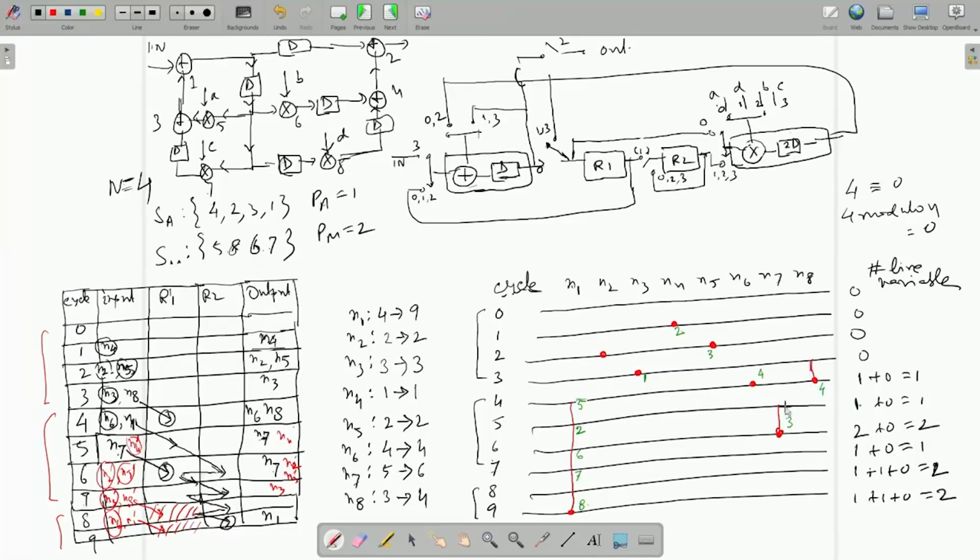Otherwise, you look at N7, N8. I will complete this journey of N1. For the timing, I have gone from cycle 4 to cycle 5. It has come here, and cycle 4 to 4 itself going to multiplier 5. Okay.